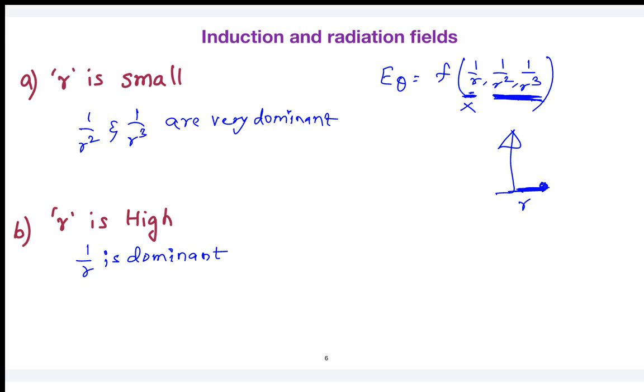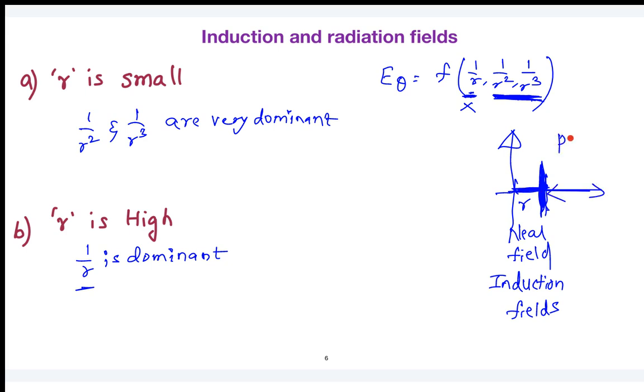When you are very close to the source, your 1 by r square and 1 by r cube terms are dominant. This kind of region is called the near field, or it is also called the induction field. When you cross a particular point, I will define exactly what this boundary is, where 1 by r is dominant, this region is said to be the plane wave region, or the radiation field.